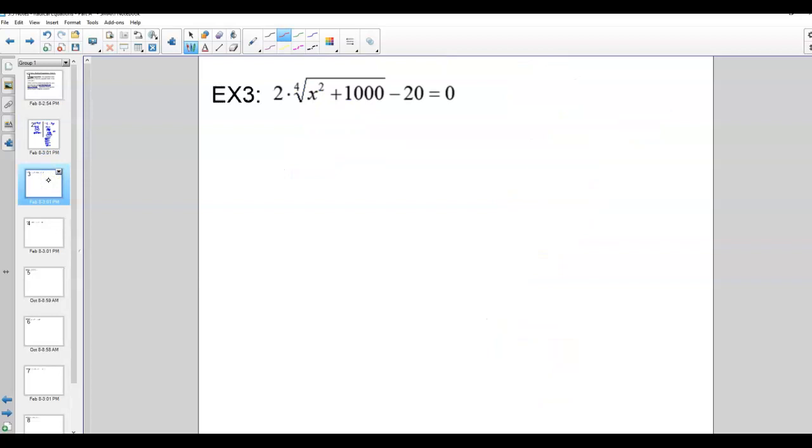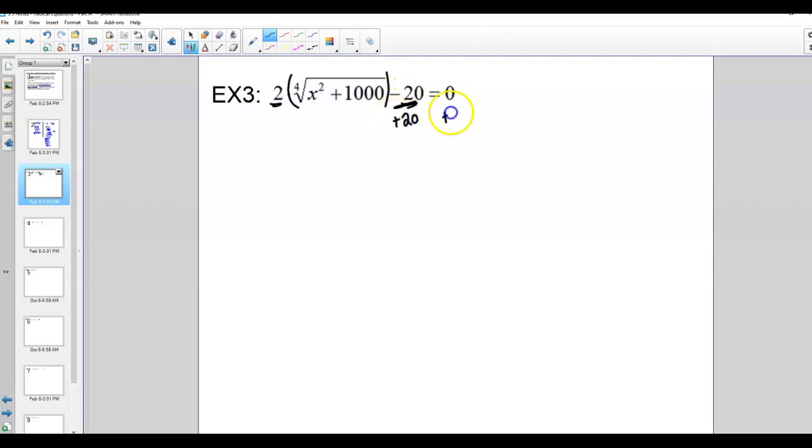All right, here's our next problem. Here we have a fourth root, and we also have something a little bit different on this problem, because this fourth root is not by itself. We've got this fourth root, but we also have this 2 and this negative 20. Whenever we're solving an equation like this, we want to get that root by itself first, so then we can, in this case, raise both sides to the 4th power.